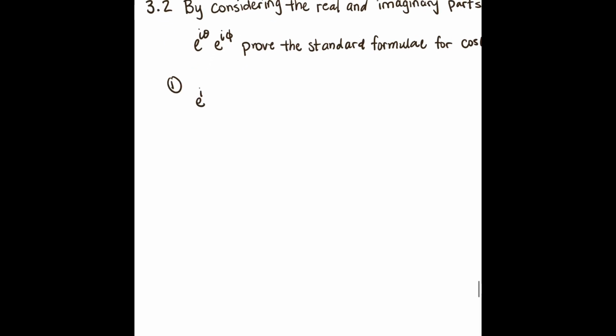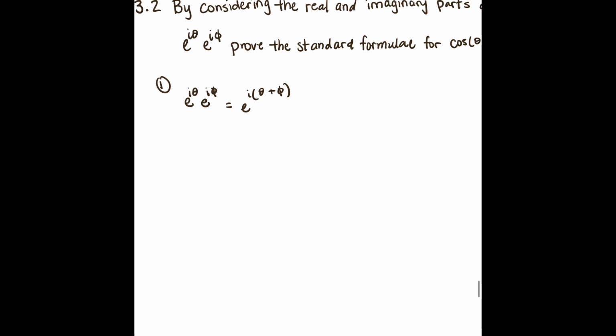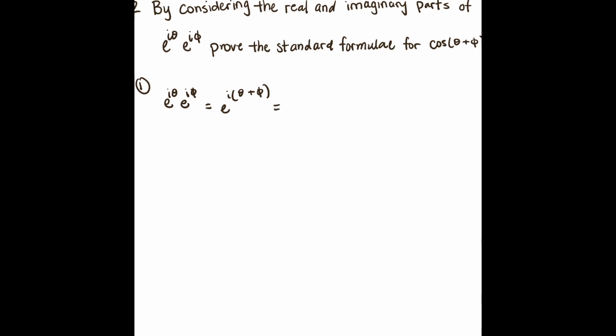We'll start by writing the product as e to the i (theta plus phi), because when two quantities with the same base are being multiplied together, then you can add their exponents, and that's exactly what we did. Now we can use Euler's formula to write cosine of (theta plus phi) plus i sine of (theta plus phi).